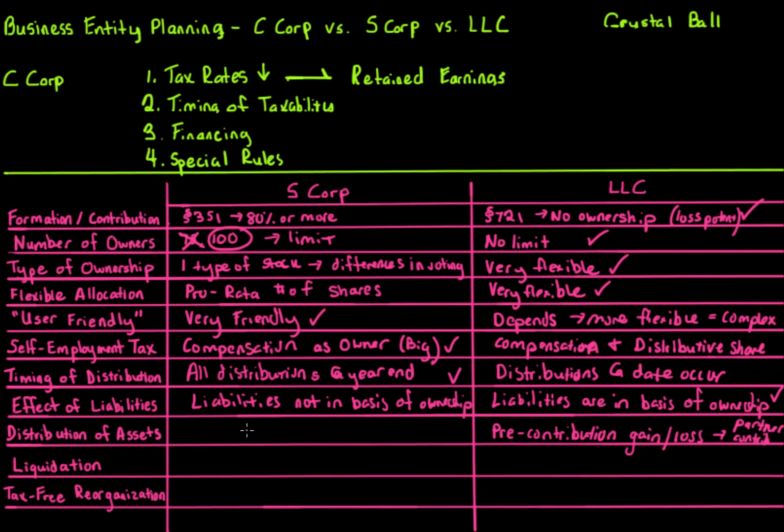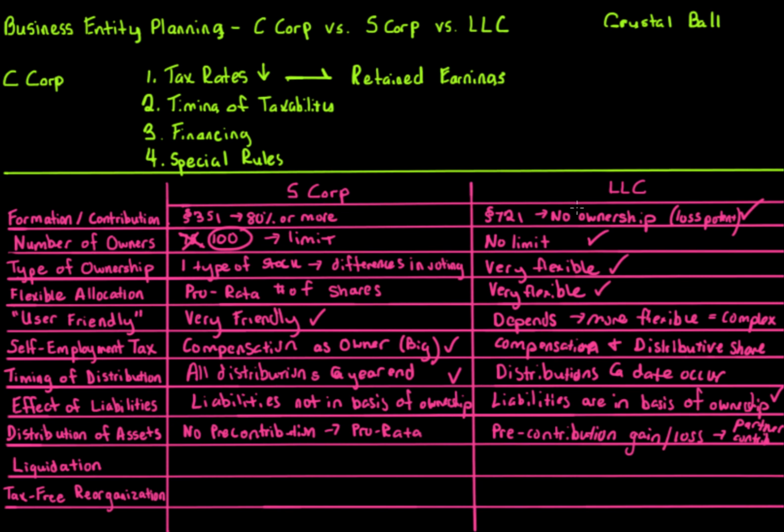But if an S corporation occurred, guess what happens? The S corporation recognizes $80,000 in gain, and it's allocated. There is no pre-contribution gain or loss. It's allocated based on the pro rata allocation rules.